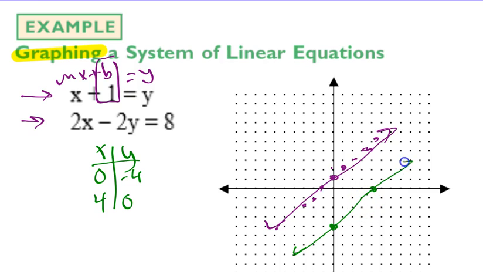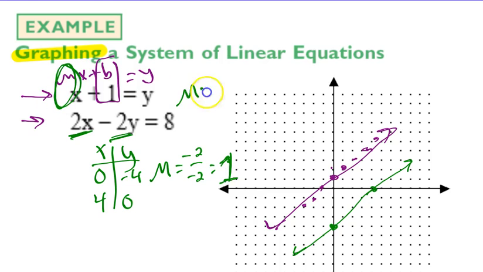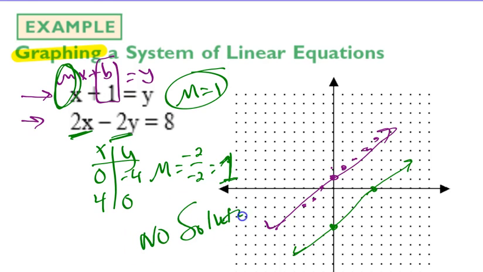And they appear to be parallel, but I'm going to go back and actually just check the slopes by using -a over b, and get a slope of 1 here. And sure enough, this slope was also 1. So now I'm convinced that there would be no solution to this problem.